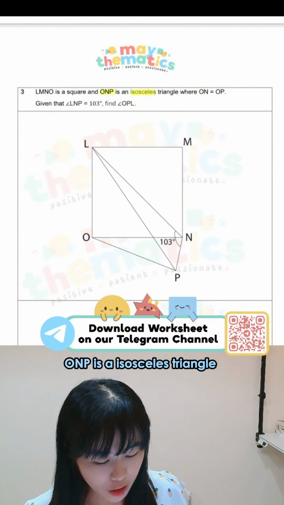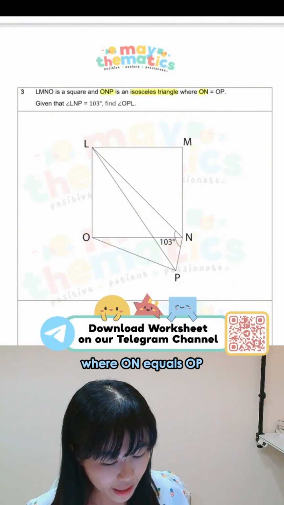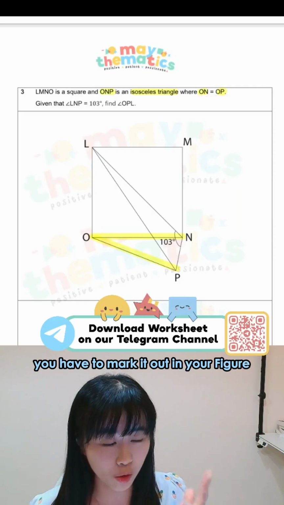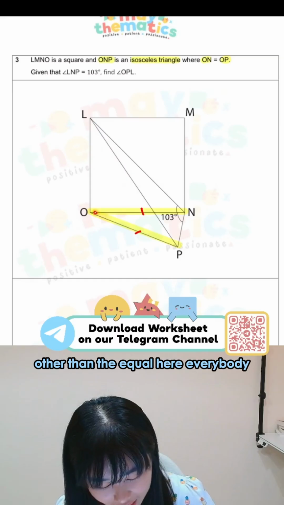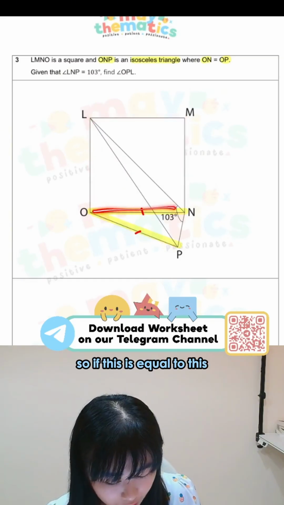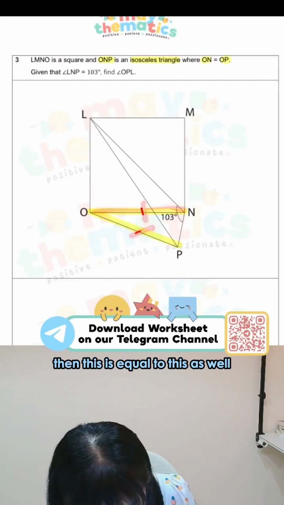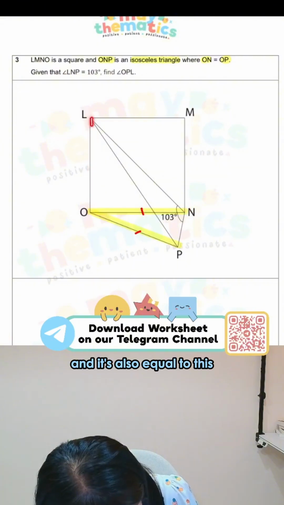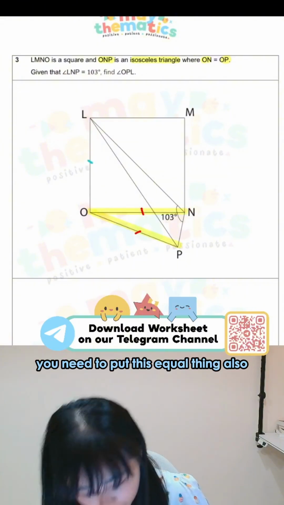Okay, so we have LMNO is a square. ONP is an isosceles triangle where ON equals OP. Now, remember, very important, when they tell you the lengths are equal, you have to mark it out in your figure. Other than the equal here, right, everybody, your square, they are equal, right? So if this is equal to this, then this is equal to this as well. And it's also equal to this. You need to put this equal thingy also.